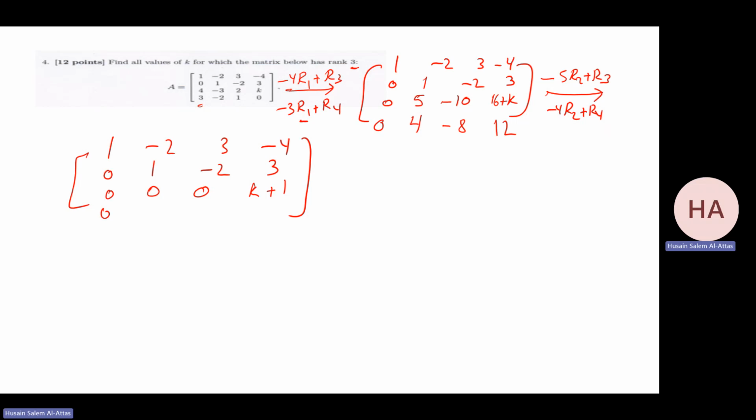Okay, great. Now minus 4 and add, that will be 0. Minus 4 and add, that will be 0. Minus 4 and add, that will be 0. Be careful now. Now it's ready.